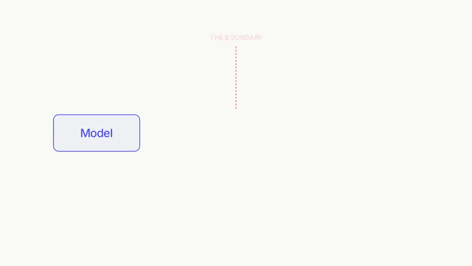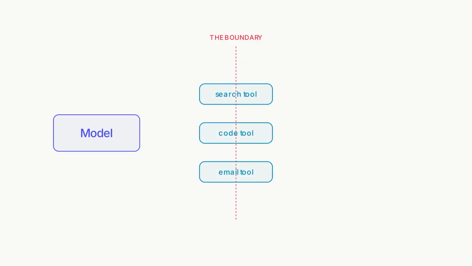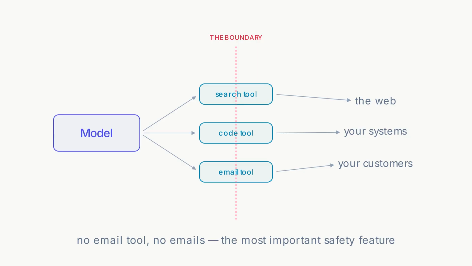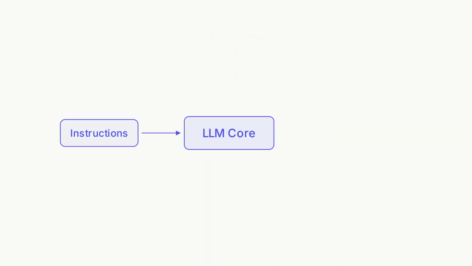And notice something important: the model never touches the world directly. Every single action flows through a tool that the designer chose to include, shaped exactly how the designer allowed. No email tool, no emails. Read-only database access, no deletions. That boundary is not a limitation. It is the single most important safety feature in the entire design. So tools go on the canvas with arrows flowing both ways. The agent acts and the world answers back.